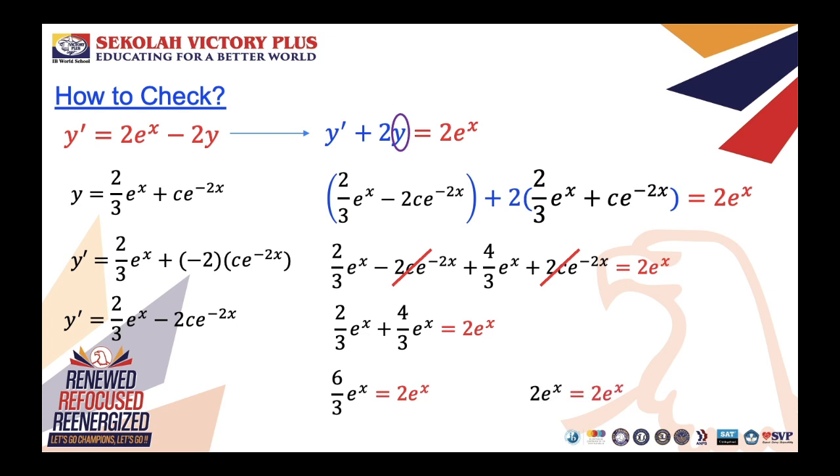Since we arrive at a true equation, we have verified that this will really lead us to this particular expression, so we are now confident that our previous answer is correct. Therefore, the solution to this differential equation is this one. Let's have another example.